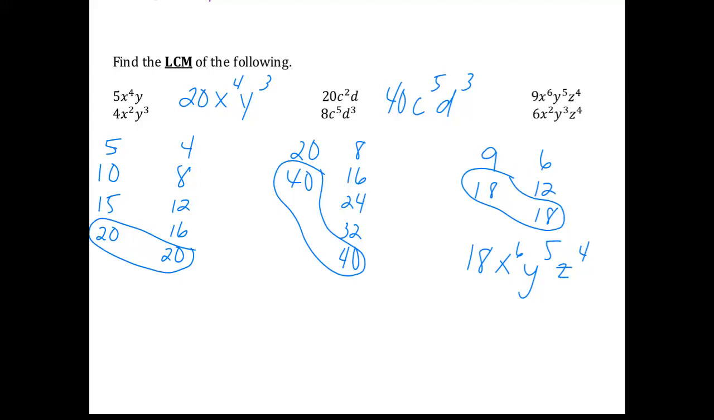Now here again, asking that same question as we did above, what happens when one of the variables is missing? Well, the same rule applies as above. That would technically mean it's a z to the 0 power. So when we take the largest exponent, the LCM would actually still be the same because we need that z to the 4th for it to be a common multiple.